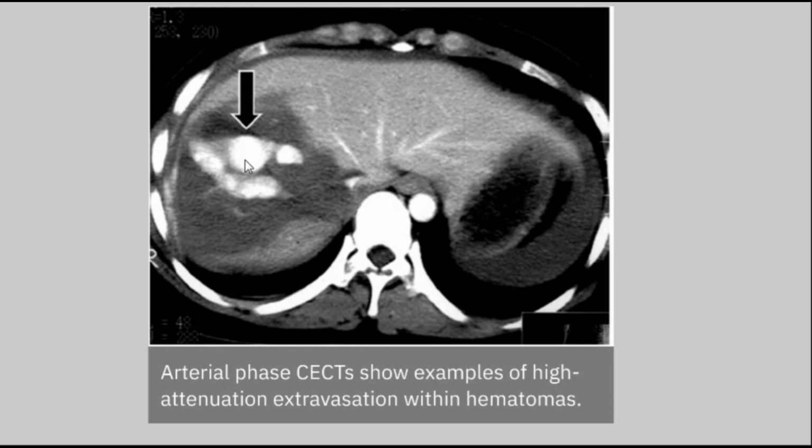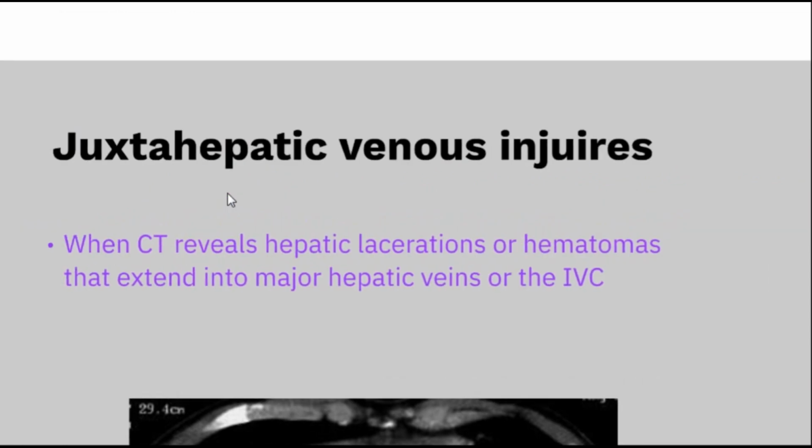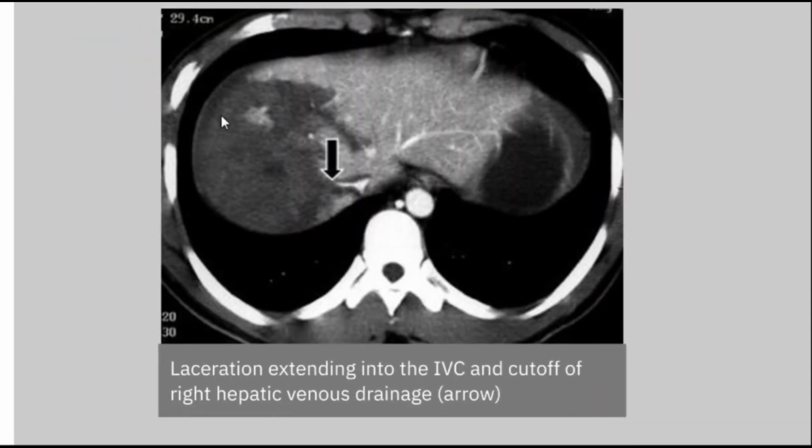So within this hypodense area, okay. So other features, of course, we could get even the hematoma extending to the major hepatic veins, like middle, right, left, and also to the inferior vena cava. For example, here we can see an area of devascularization, not enhanced by the contrast media. So this indicates that there is a cut of blood supply. This is due to the right hepatic venous drainage having been damaged.